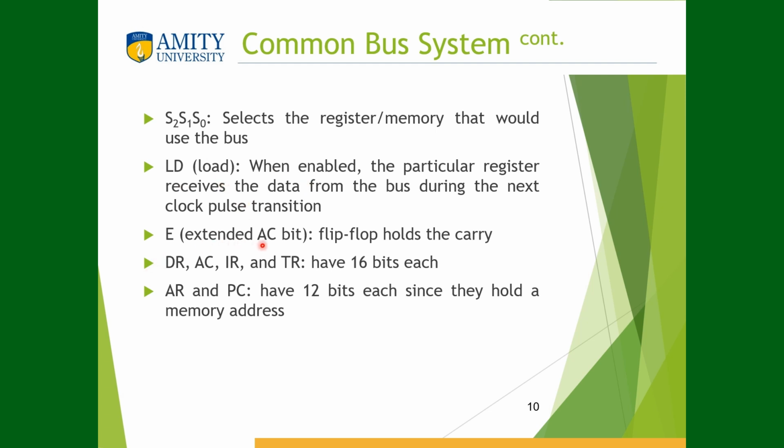E is the extended bit. It is a flip-flop that holds the carry from the arithmetic calculations. The registers DR, AC, IR and TR are 16 bits. AR and PC have 12 bits, and that is because each of them holds a memory address, and the memory address is only 12 bits long.